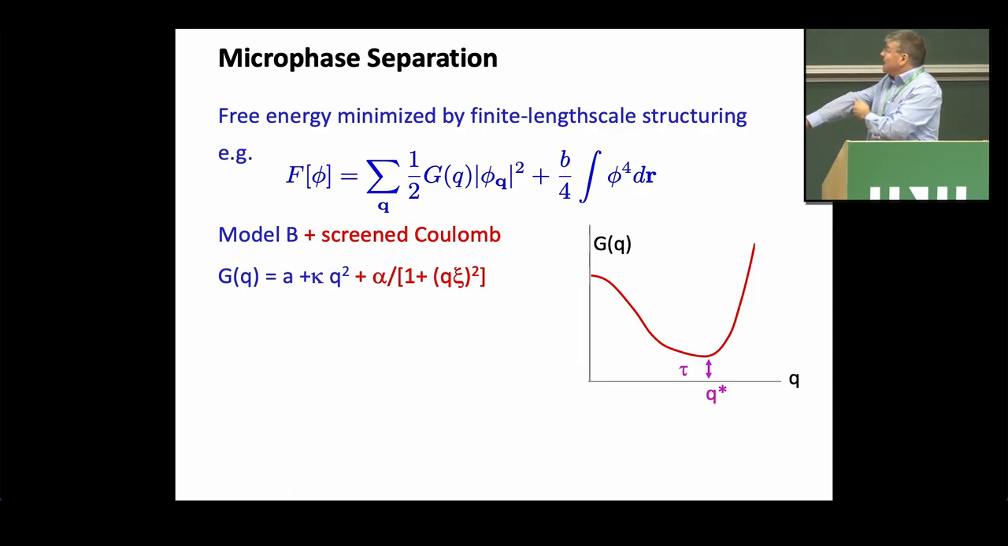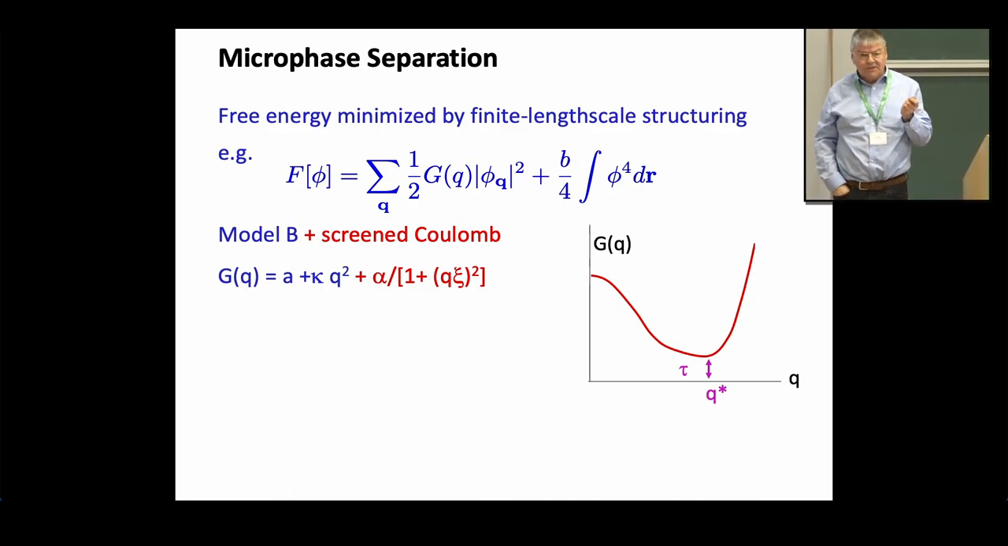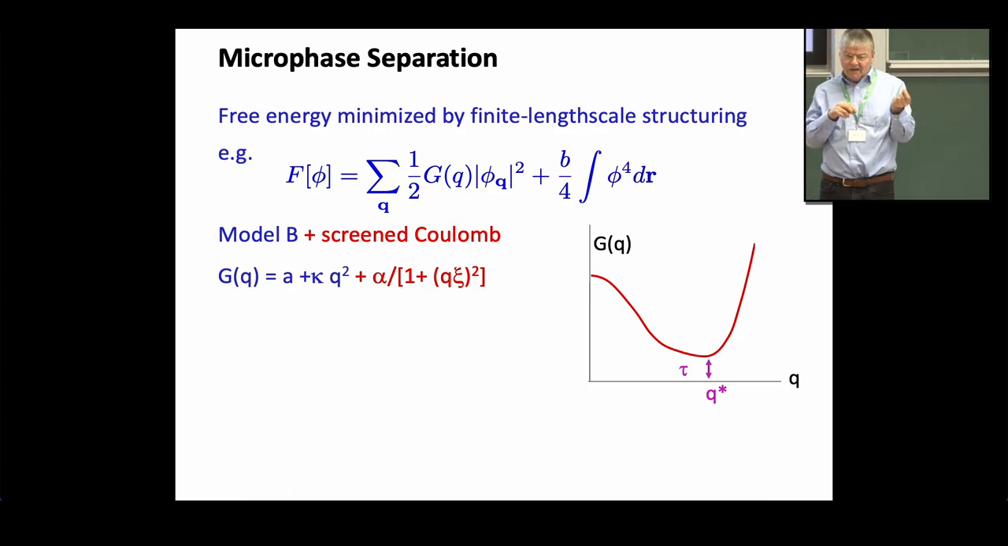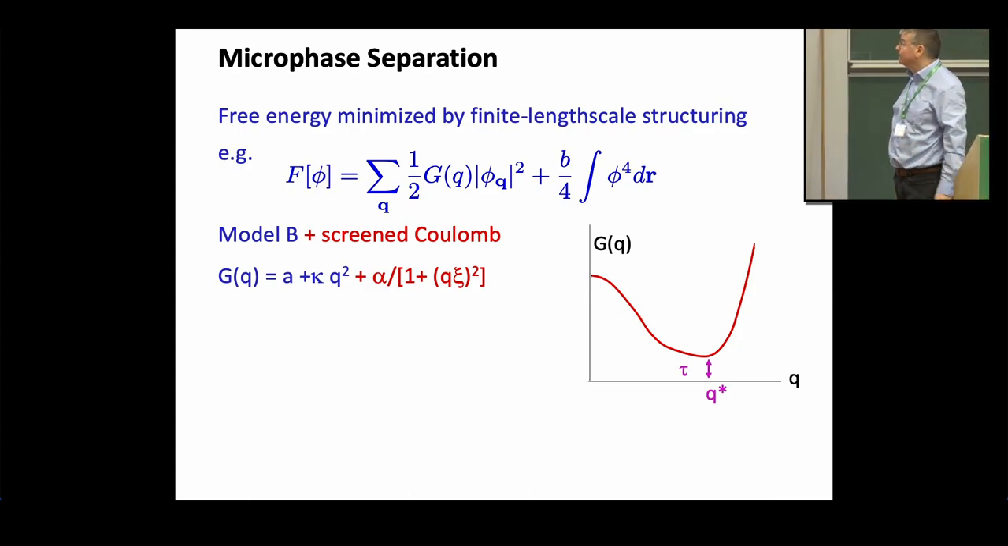So here's an example. All that's happened here is if I took the previous model B and I wrote that down in Fourier components for the quadratic term, that G of Q there would be A plus kappa Q squared. And then the quartic term, which doesn't have a nice Fourier representation, is written on its own at the right. So what I can do, for example, is if I think of this free energy, which describes a density, so that density could be a composition, for example. So I could have a mixture of A and B molecules. Phi would then be a local scalar variable which tells me the relative amounts of A and B and would vanish at some reference state which might be equal amounts of A and B, for example.